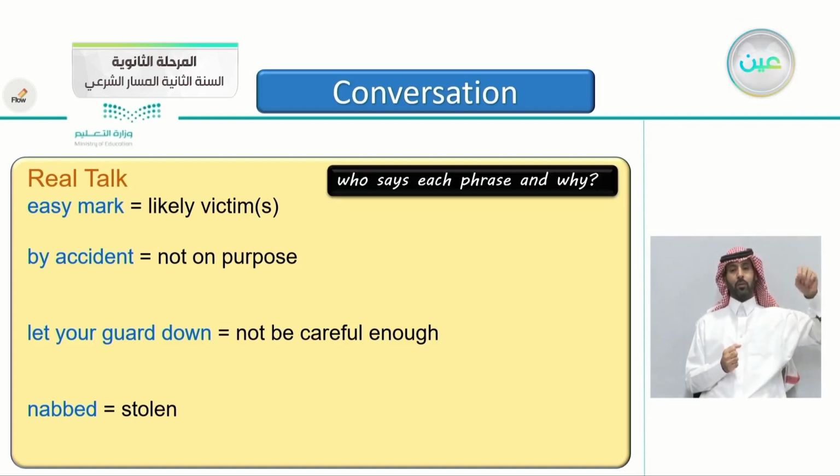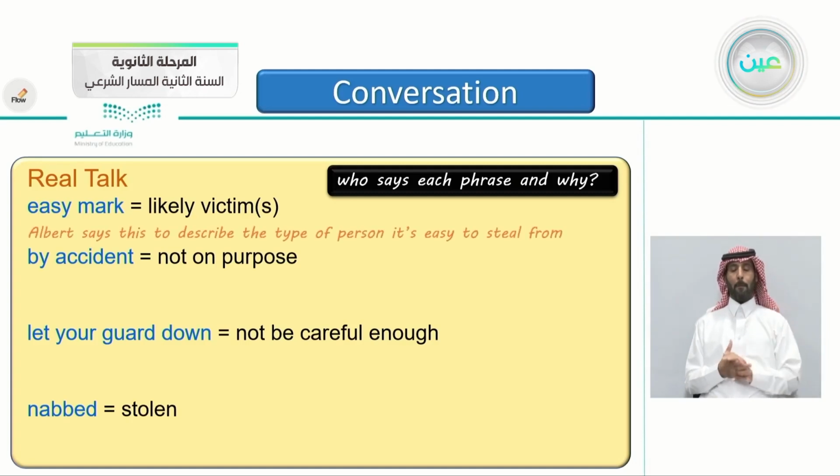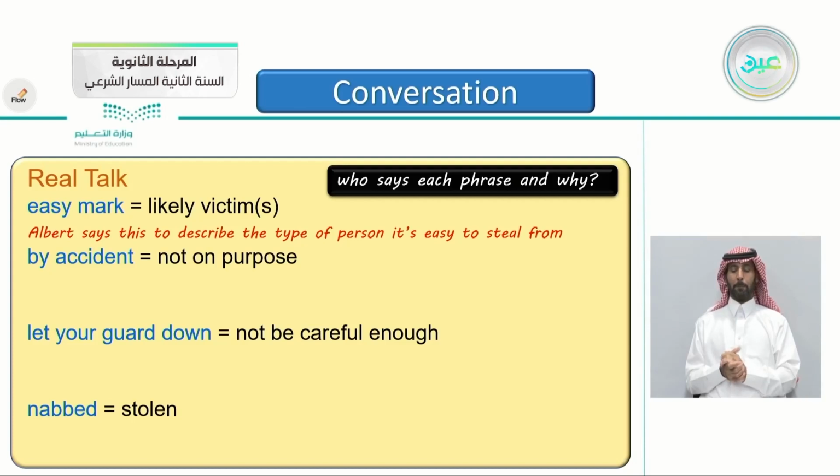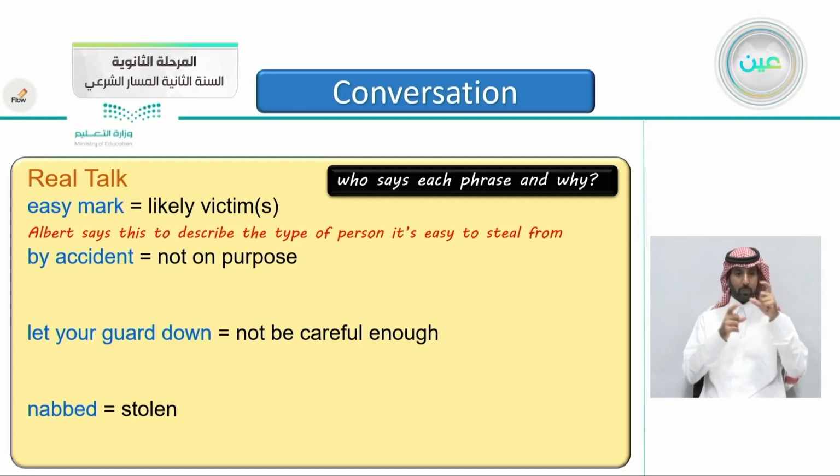So before we continue, who says each phrase and why? The first phrase, an easy mark. Who says the phrase here? Very good. Albert says this to describe the type of person it's easy to steal from. And he gave the example of tourists because they're always looking at the buildings.